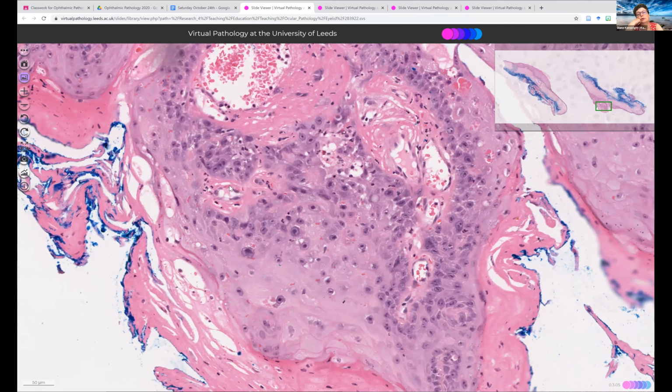Pleomorphism, what do we mean by that? Oh, look at this. I'm just getting a question here.